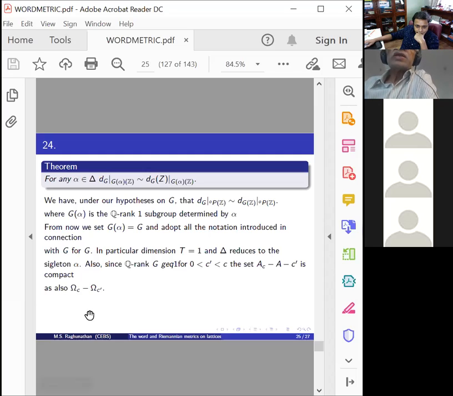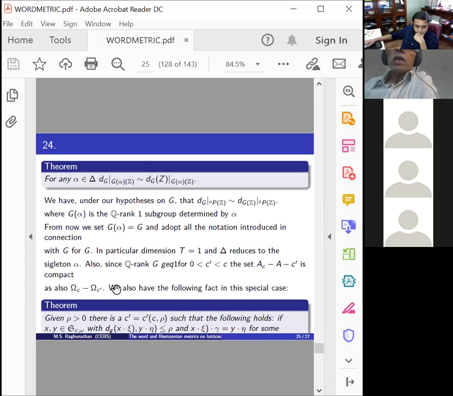So also is omega C minus omega C prime, because after all it's K, AC times omega. K and omega are compact sets. Only the AC, there can be infiniteness, non-compactness only inside AC, and AC minus AC prime is relatively compact. So we also have the following fact in this special case.